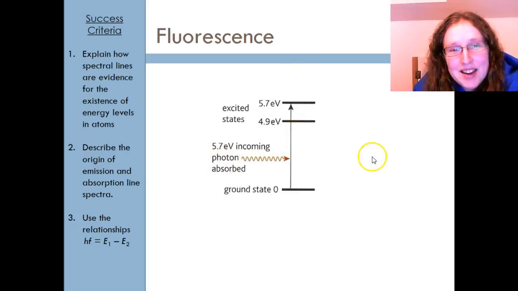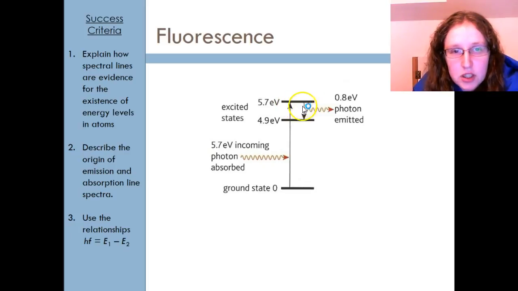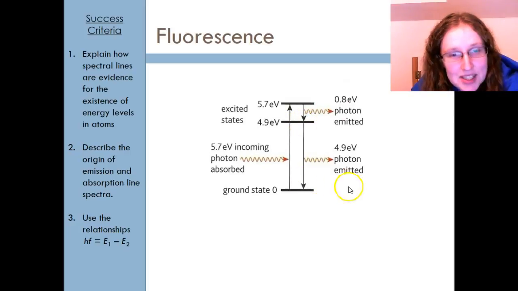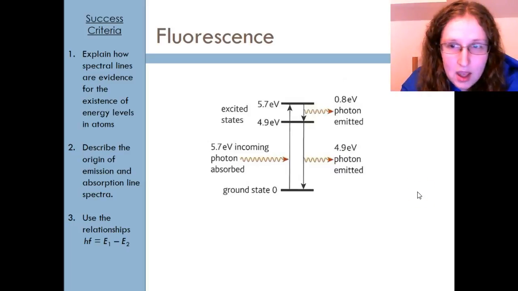If I put in a 5.7 electron volt photon, it could cause an electron to be excited up to this higher energy state. What could then happen is that this electron can drop down to the 4.9 electron volt energy state, thus emitting a 0.8 electron volt photon. It can then drop again, emitting a second photon at 4.9 electron volts.